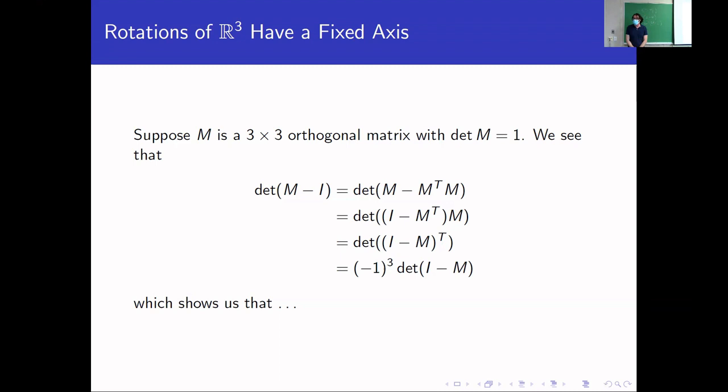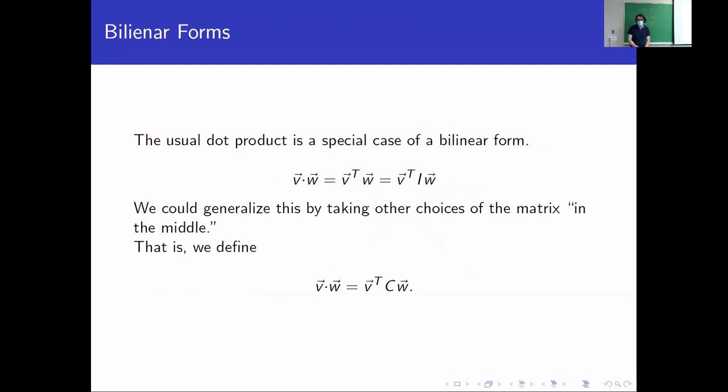Okay, let's generalize more. We talked about fixing inner products. Well, the usual inner product is a special case of something called a bilinear form. Now, bilinear means that it breaks up over addition. So for a linear transformation, T of A plus B is equal to T of A plus T of B. So it's linear in this factor, and linear in this factor. That's why it's called bilinear.